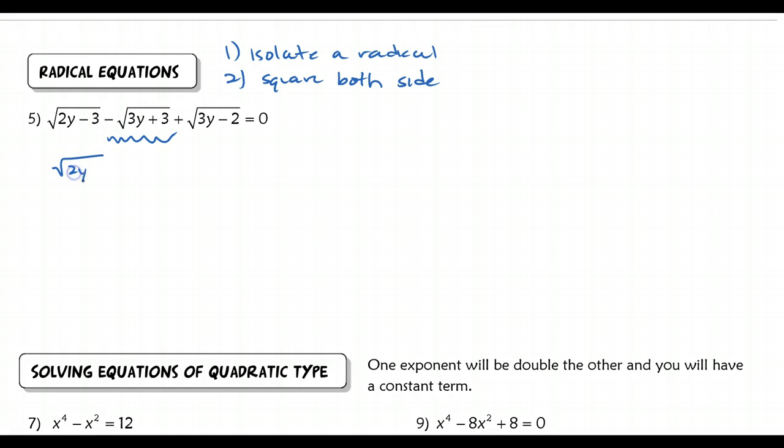So I have 2y minus 3 plus root 3y minus 2 equaling, on the other side once I move it, 3 root 3y plus 3. All right, now I'm going to square everything on both sides. The right-hand side, no problem. That's pretty easy to simplify here. The left-hand side, though, does require a little bit more work.